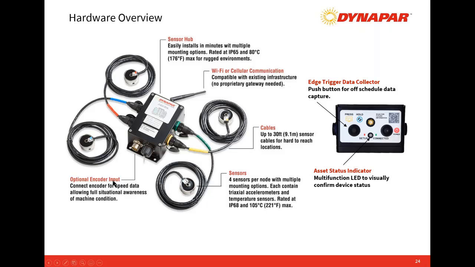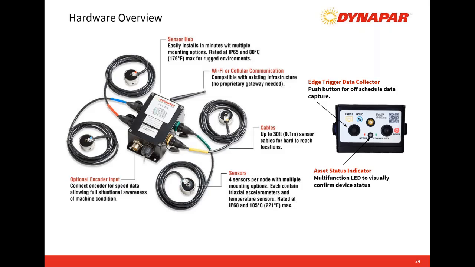One of the unique things about the Dynapar on-site system is it does have an input for encoder speed or prox probe or laser tac. The key element here is the speed that your equipment is running at is an important data point that a technician uses in order to understand how things are changing. And for variable speed equipment, you always need to know that data. The Dynapar on-site system provides you a way to obtain that.